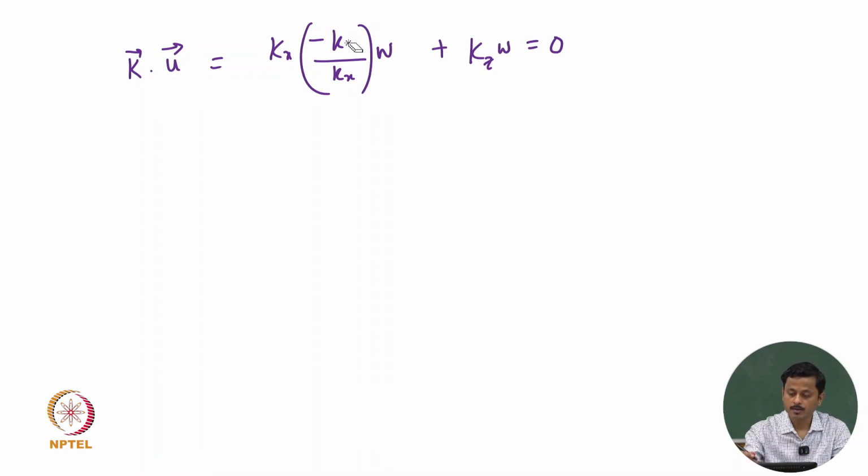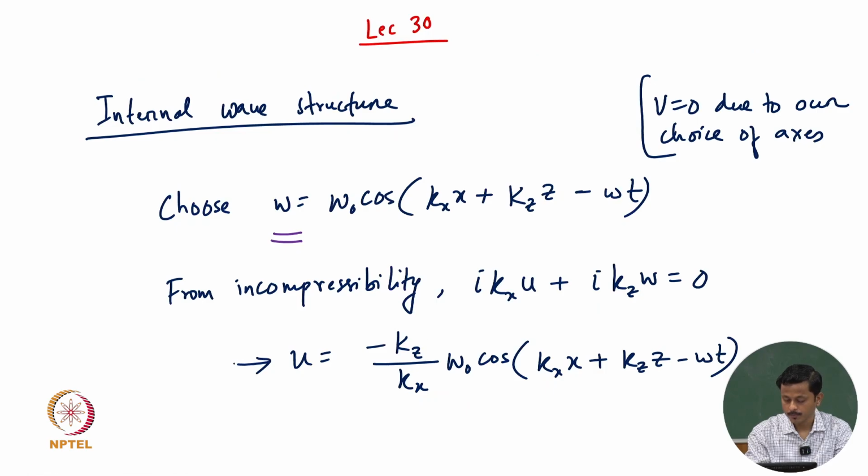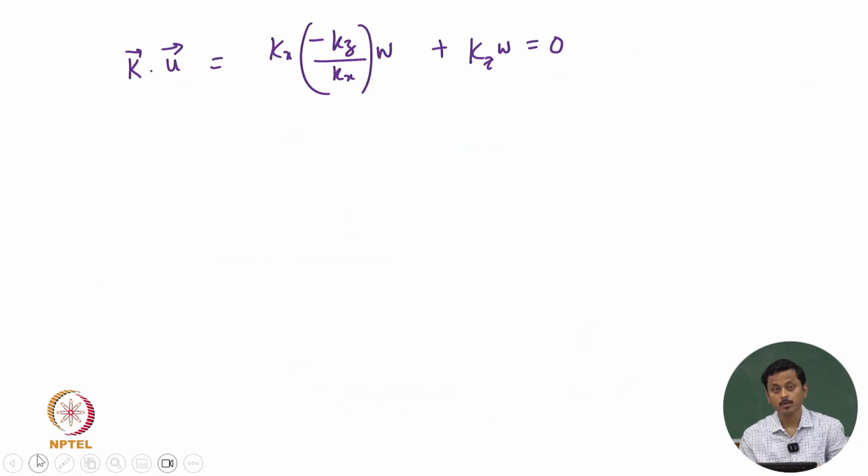And where do we get this? It's from the first polarization relation, u in terms of w. Hence when we do k dot u, this wave number vector times the velocity vector, we see that they are perpendicular to each other.